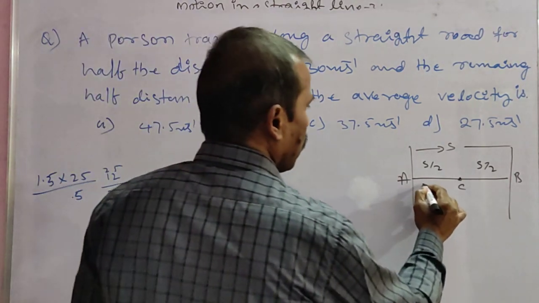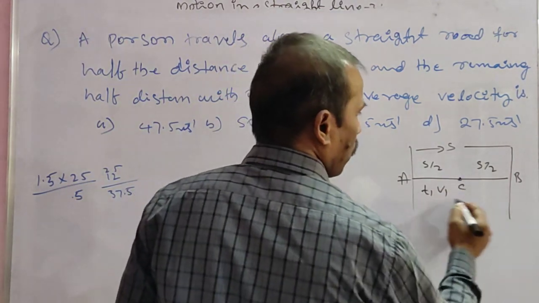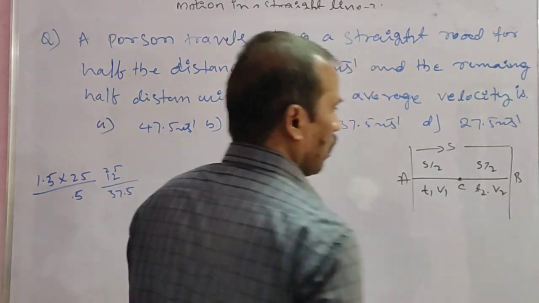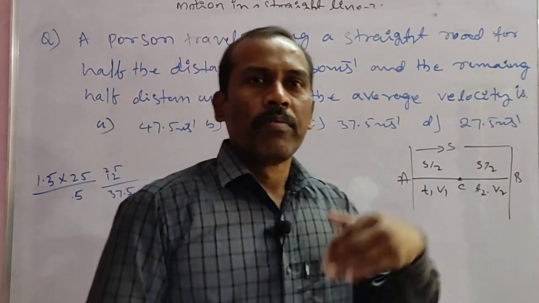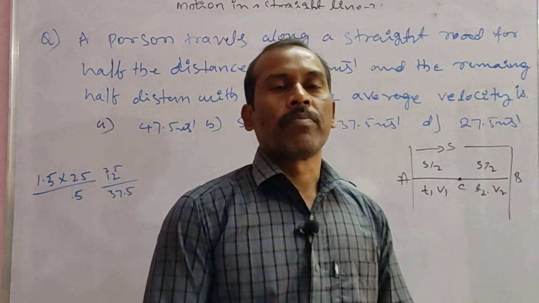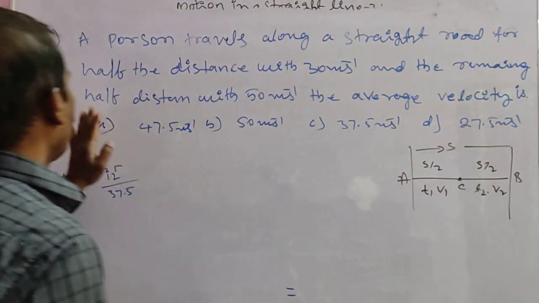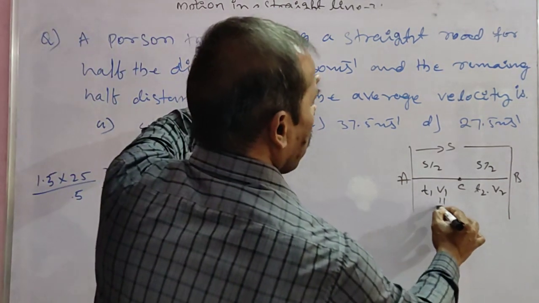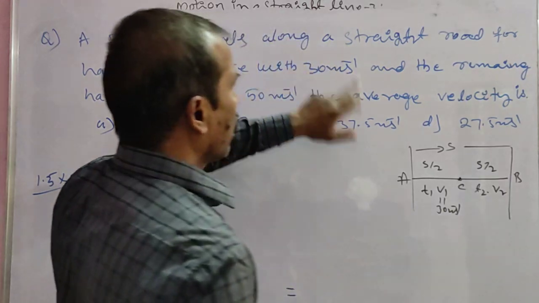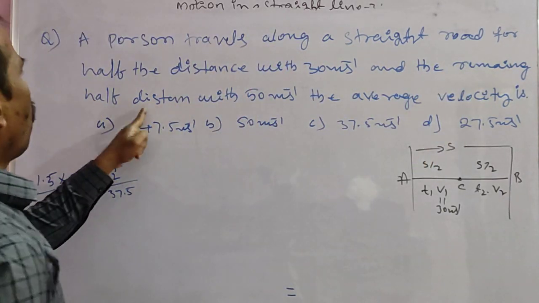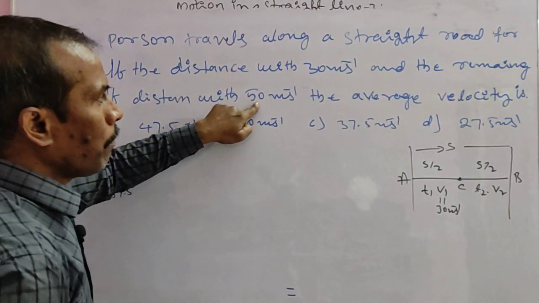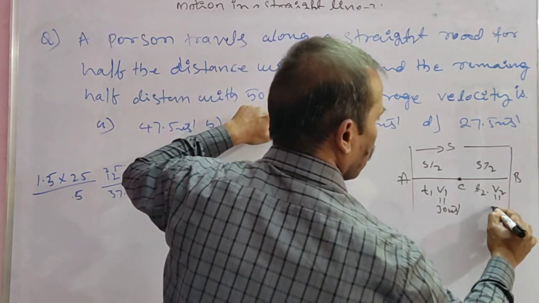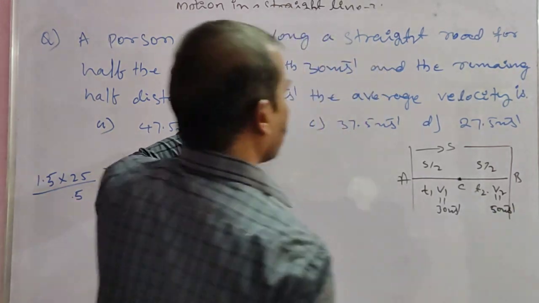Here at time t1 the velocity is v1, and at time t2 the velocity is v2. This is compared to the previous application. So listen, for the distance with v1 equal to 30 meter per second, and then the remaining distance with 50 meter per second. Remaining distance means s by 2, with v2 equal to 50 meter per second.